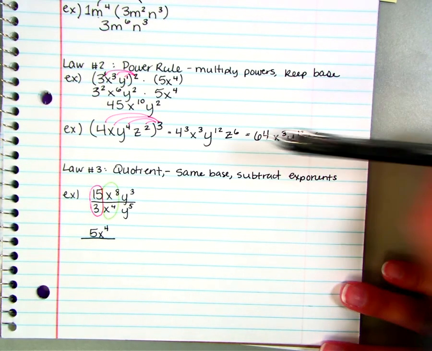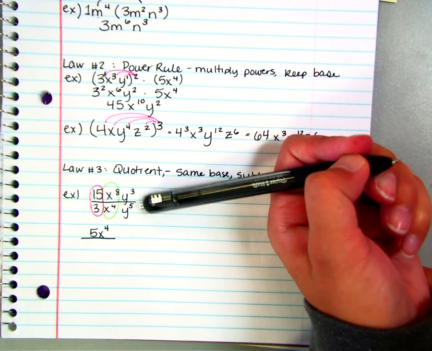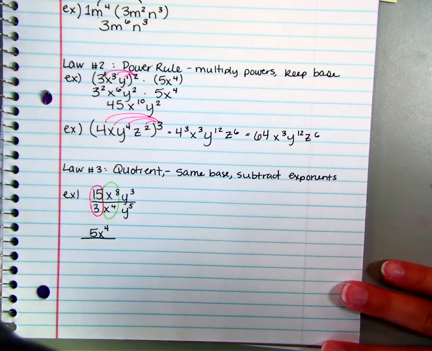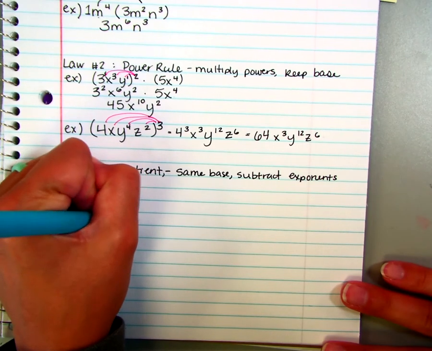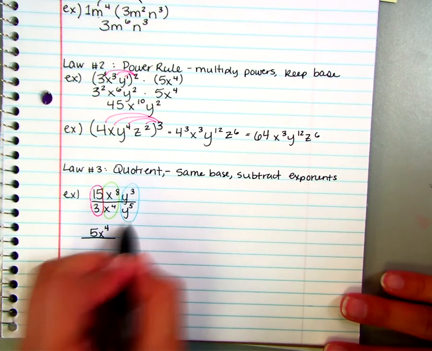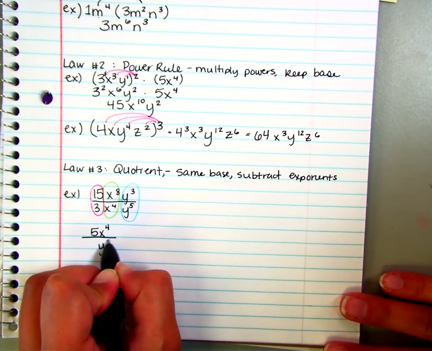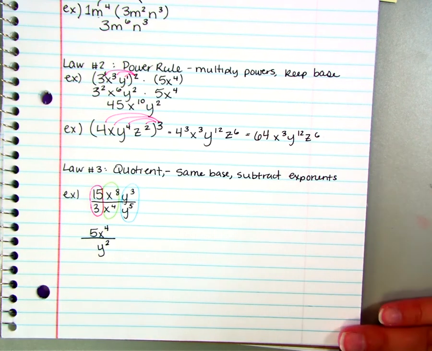And then finally, we've got y to the 3rd divided by y to the 5th. So we'll keep color coding. And so my higher exponent is on the denominator. So my y's are going to stay on the denominator. 5 minus 3 is 2.